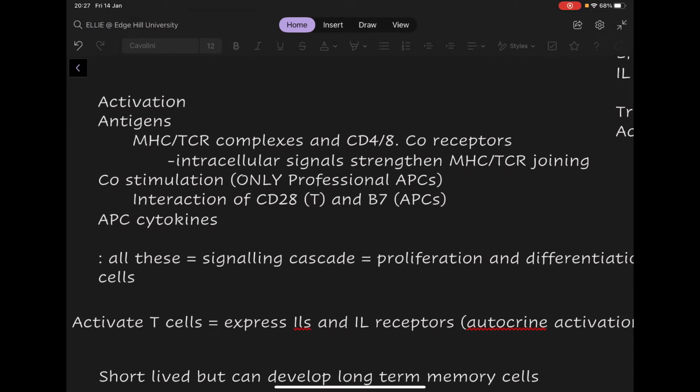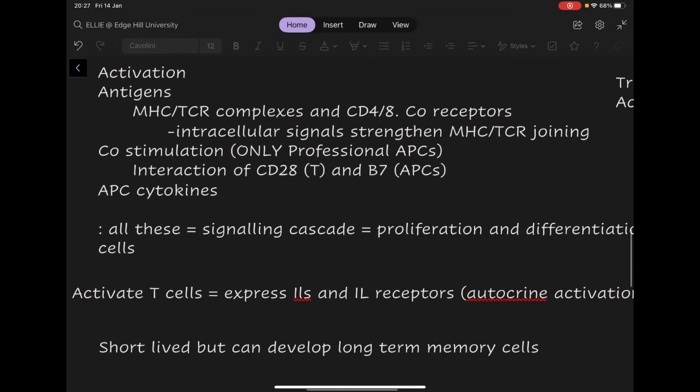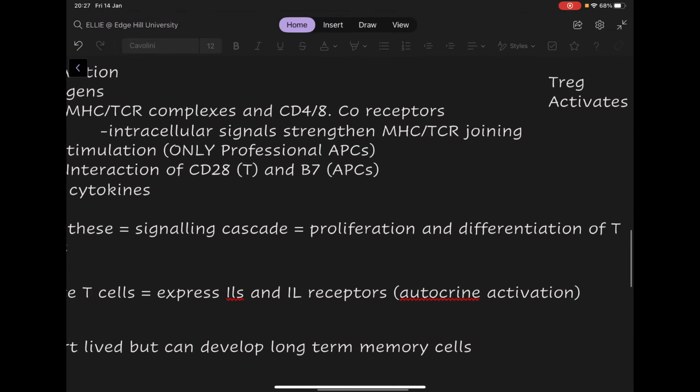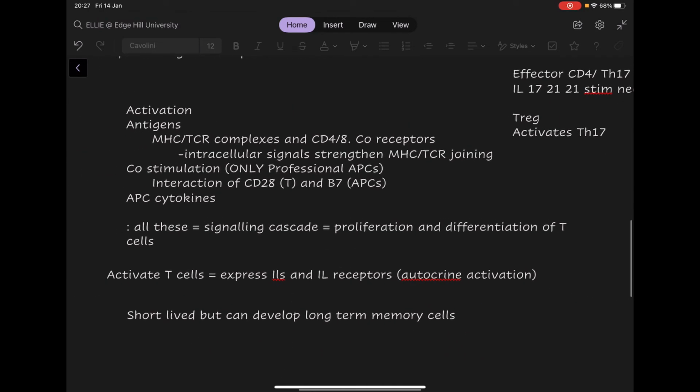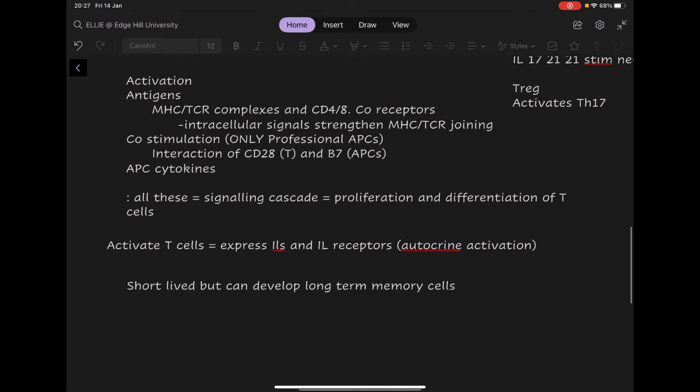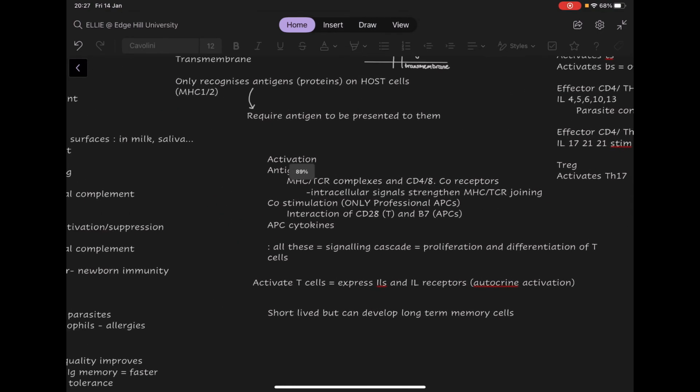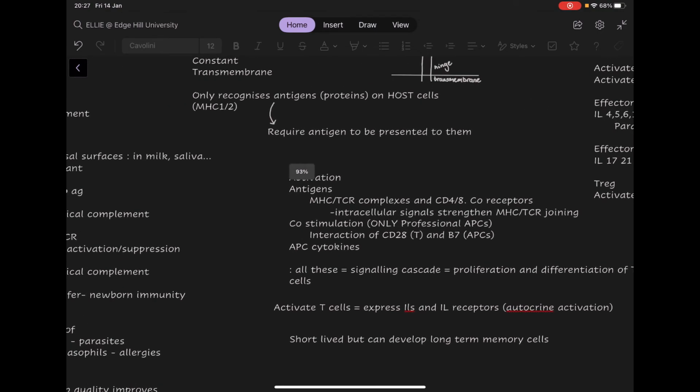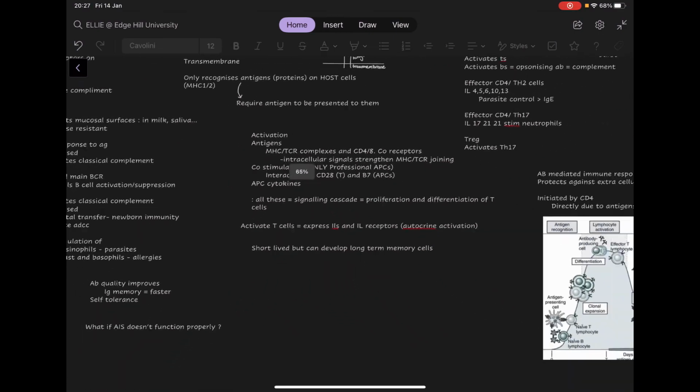All of this activation results in a cell signaling cascade and further proliferation and differentiation of T cells. This further activation results in expression of interleukins and interleukin receptors, and it's very short-lived but can lead to long-term immunological memory, which results in another activation upon secondary infection.